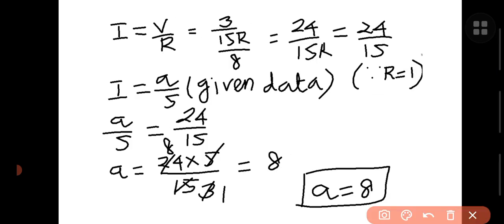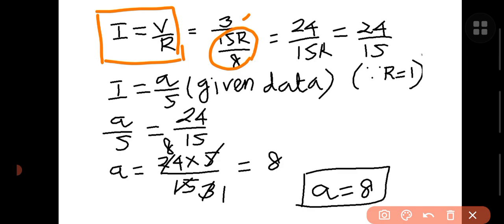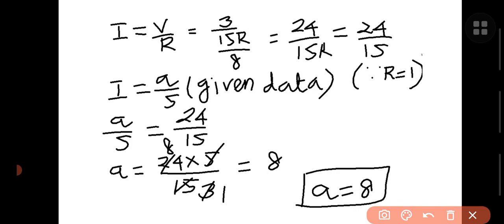Now, according to Ohm's law, I equal to V by R. We know from the circuit V is given as 3 volt. The equivalent resistance found as 15R by 8. Simplifying, we get 24 divided by 15R. Here, R is given as 1. Substitute, we get 24 divided by 15.